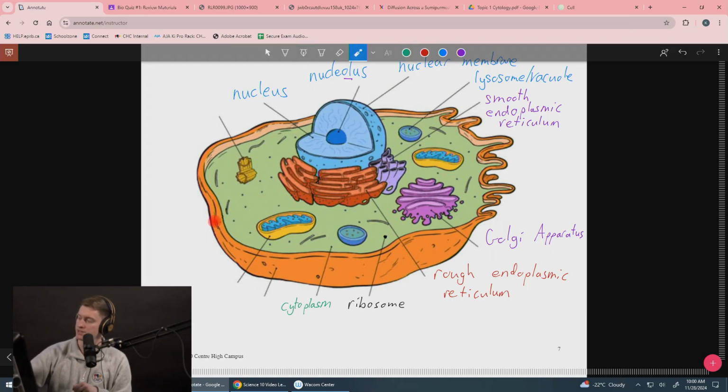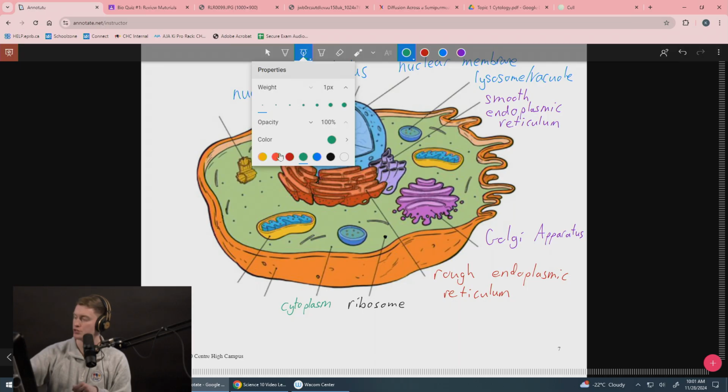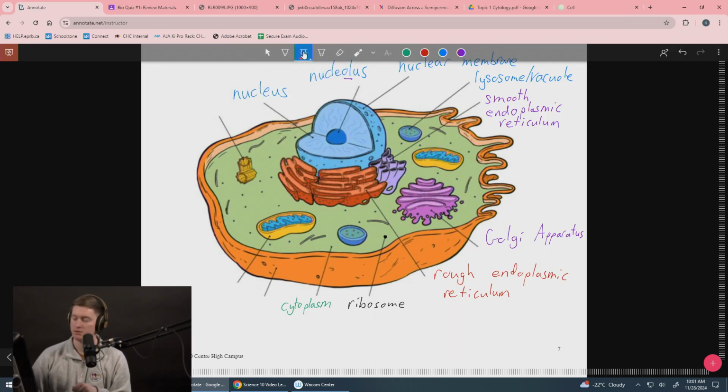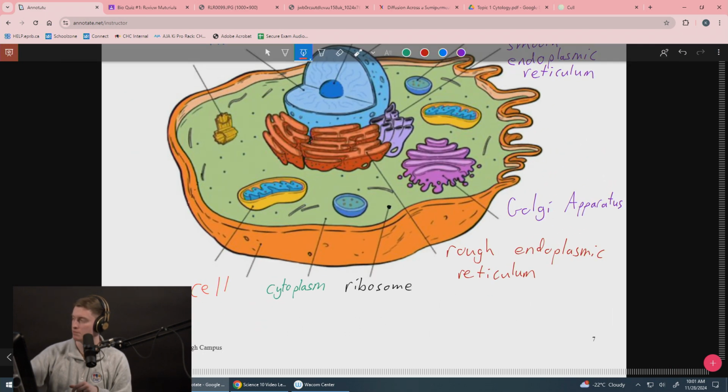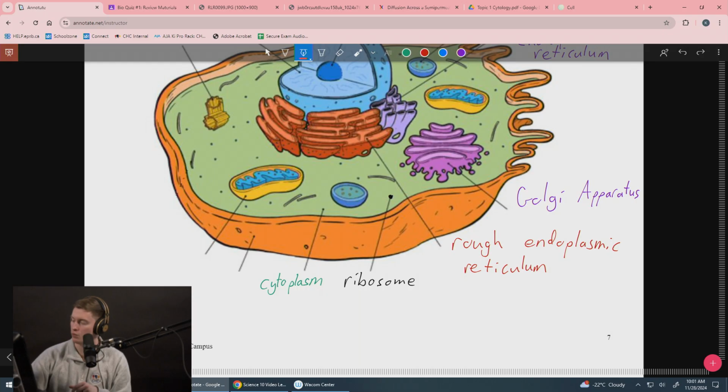The entire cell is surrounded with an orange kind of envelope around the whole thing. That's called our cell membrane. I'm going to just zoom in so I can make my writing a little bit nicer. But the entire orange outer coating of this cell is our cell membrane.